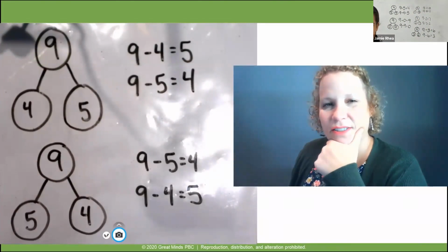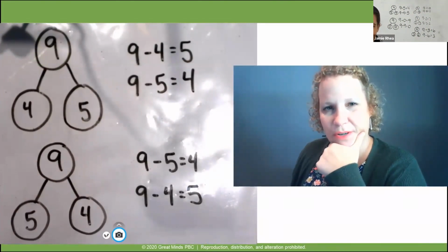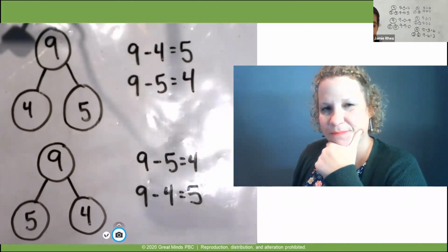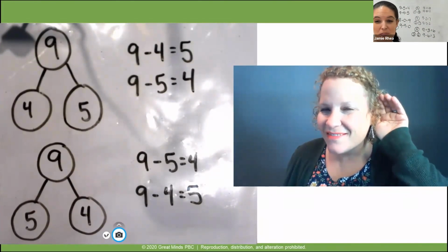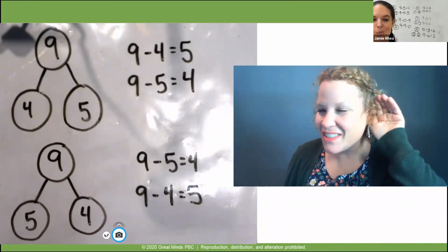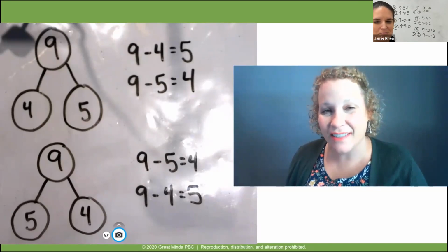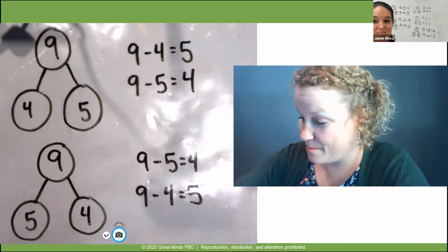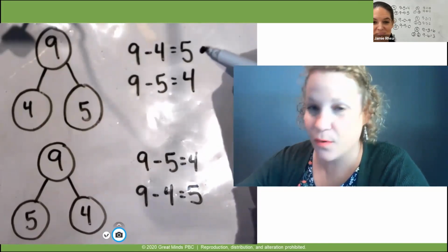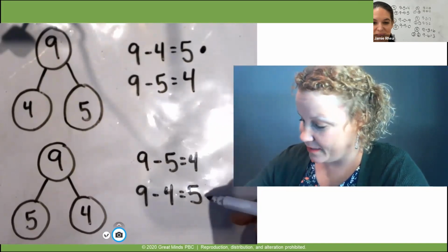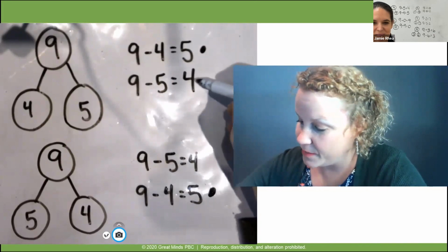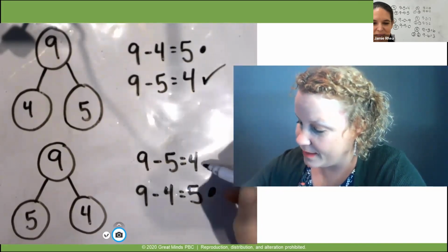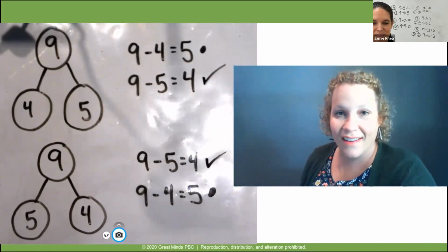Okay, take a look at this next number bond. What do you notice and what do you wonder? I noticed they both have 4 and 5. I wonder. Did you notice that the subtraction sentences are the same? Here I have 9 minus 4 equals 5. And here I have 9 minus 4 equals 5. 9 minus 5 equals 4. 9 minus 5 equals 4.